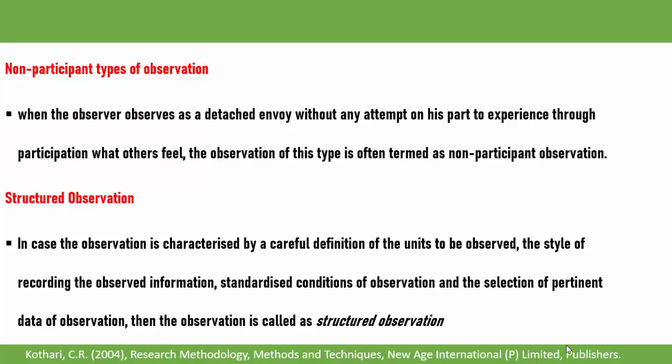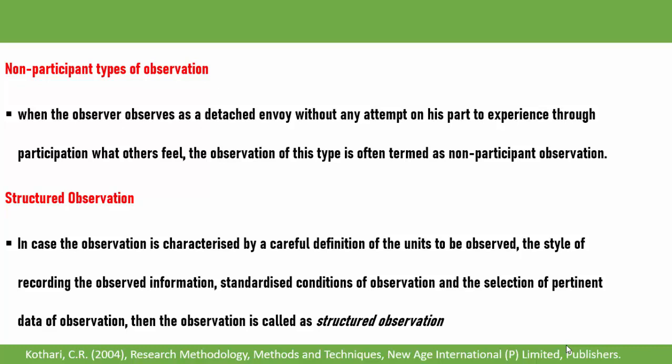The second type is non-participant observation, in which the observer observes as a detached person, without any attempt on his part to experience through participation what others feel. Observation of this type is often termed non-participant observation. In non-participant observation, the observer observes but does not become part of the group, and records the information.